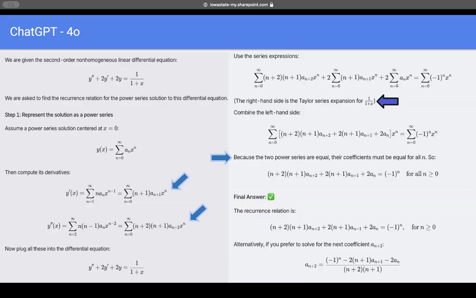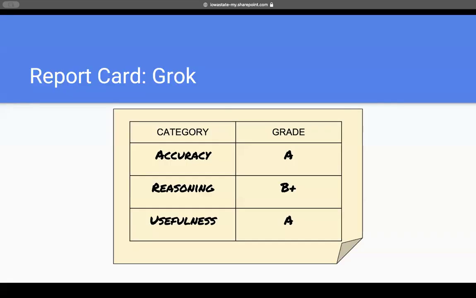The series are equal only if the coefficients are equal. So that's correct. And then it goes through some algebra and solves it, and that looks like the correct answer. So overall, it was pretty good. Maybe a little bit sparse on details, a little bit of stuff could have been justified slightly better, but if one of you handed this in on a quiz, I think you'd probably get full points for that.